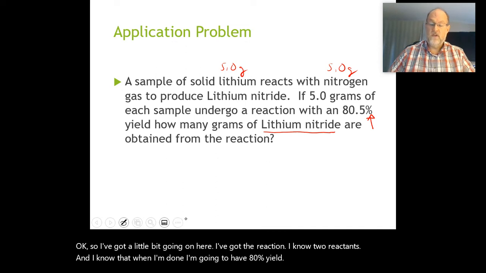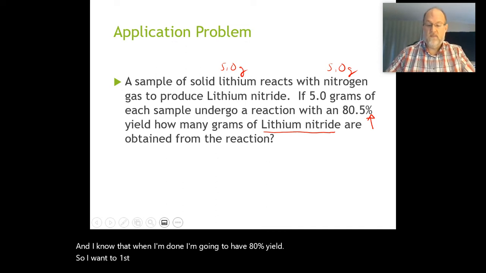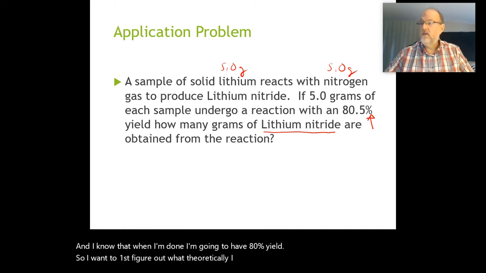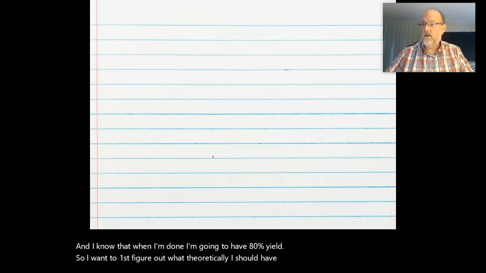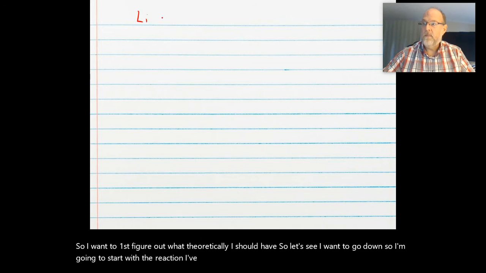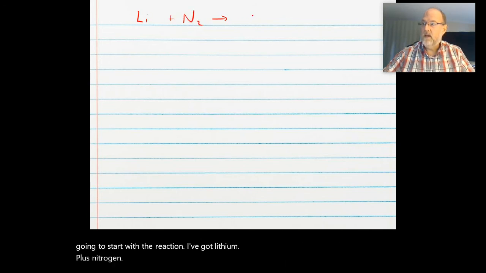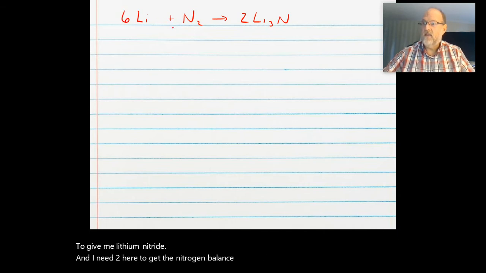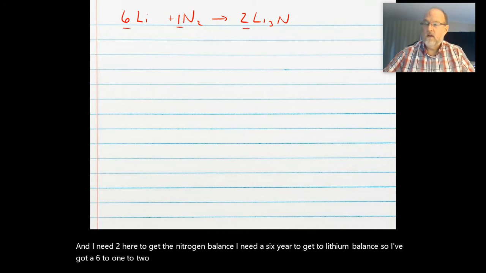So I want to first figure out what theoretically I should have. So let's see. I'm going to start with a reaction. I've got lithium plus nitrogen to give me lithium nitride. And I need a 2 here to get the nitrogen's balance, and I need a 6 here to get the lithium's balance. So I've got a 6:1:2 ratio in my coefficients for the balanced chemical equation.